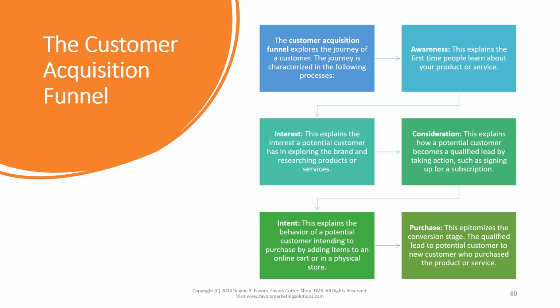Consideration. This explains how a potential customer becomes a qualified lead by taking action, such as signing up for a subscription. And then intent. This explains the behavior of a potential customer intending to purchase by adding items to an online cart or in a physical store. And then lastly, purchase. This epitomizes the conversion stage, the qualified lead to potential customer to new customer who purchased the product or service.